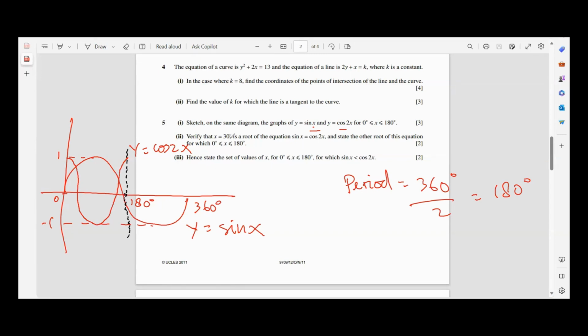And then part II asks to verify that 30 degrees is a root of the equation sine x equals cos 2x, and state the other root of this equation. Because I do not use the graph paper, I think I should just use the manual way. But if you use graph paper, the answer will be in this part, this intersection. So this is 30 degrees.